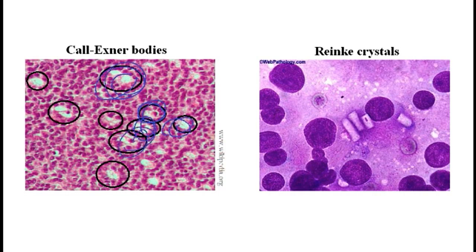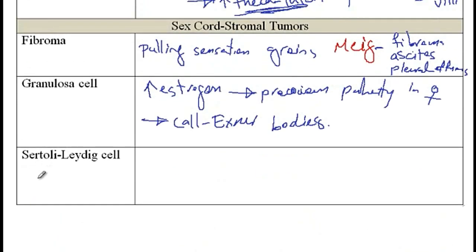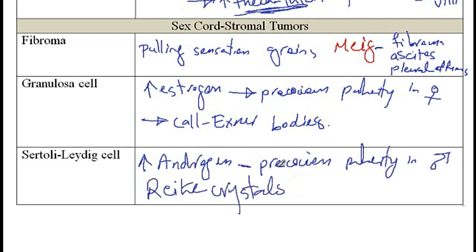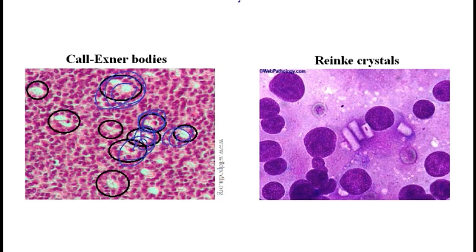The next form of ovarian tumors are the Sertoli-Leydig cell tumors, which increase the production of androgen. And thus it will cause precocious puberty in males, while it also causes virilization, hirsutism, and gynecomastia. Histological findings of these tumors are characterized by the presence of the Reinke crystals. And so here is the example of the Reinke crystals that are associated with the Sertoli-Leydig cells. And that concludes our discussion.